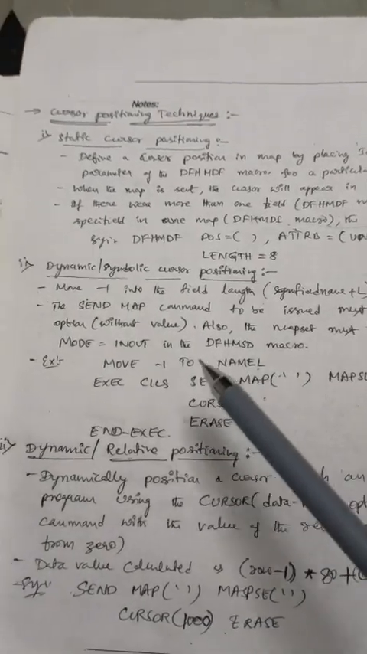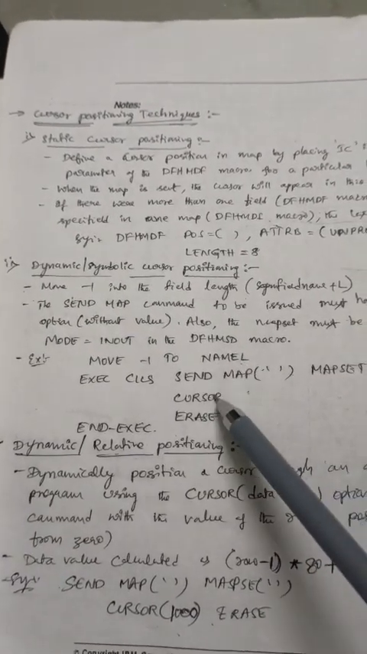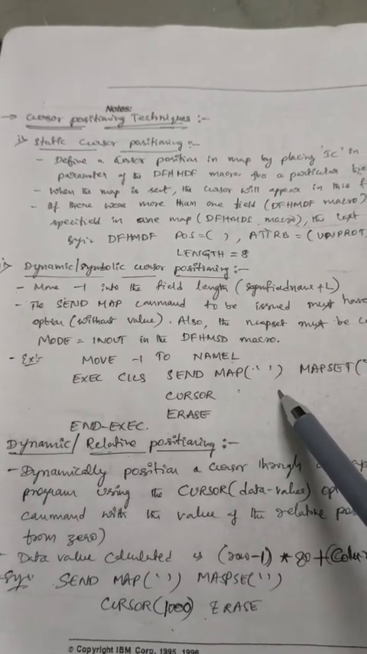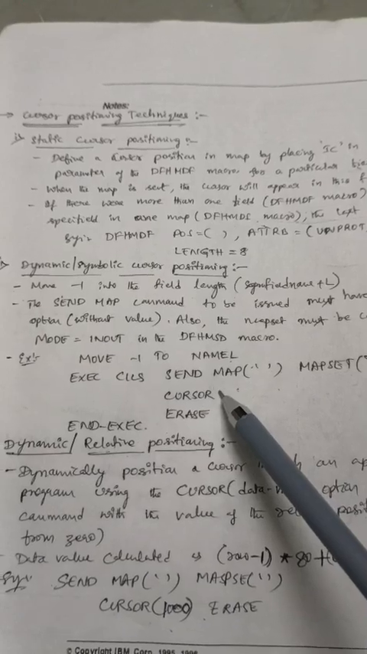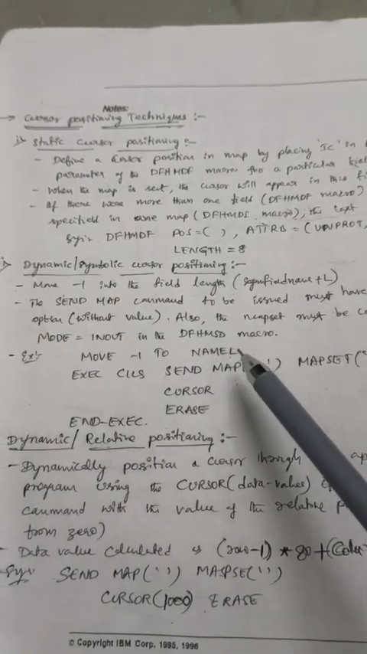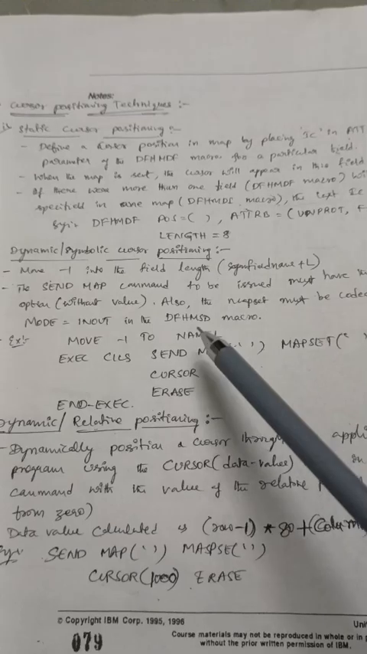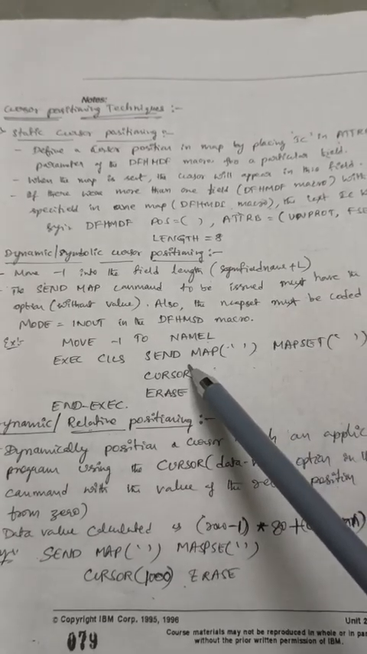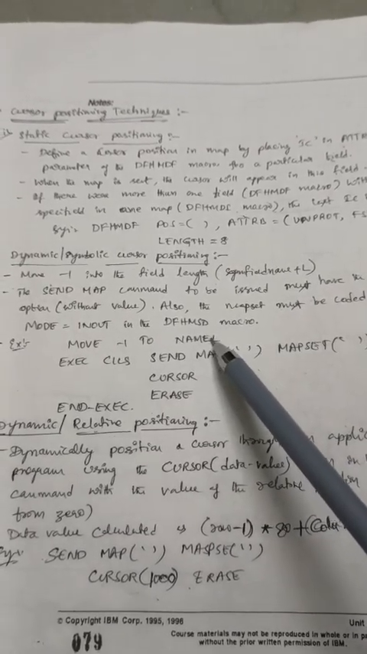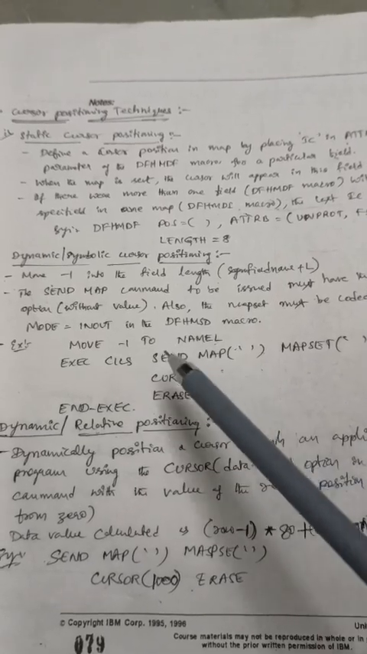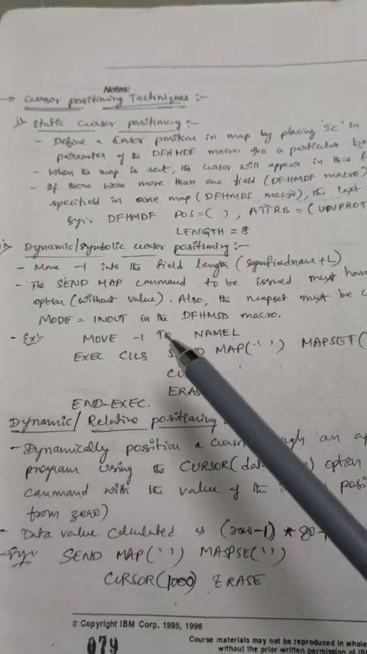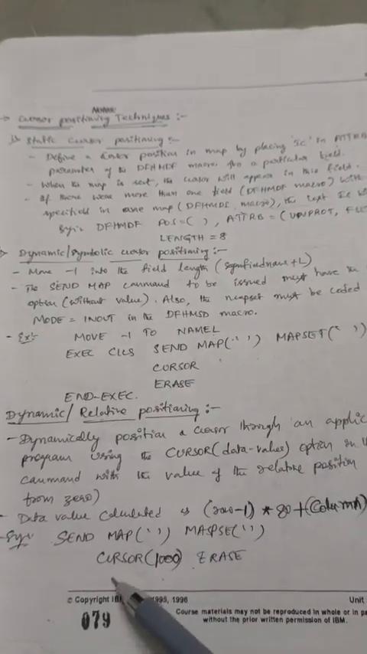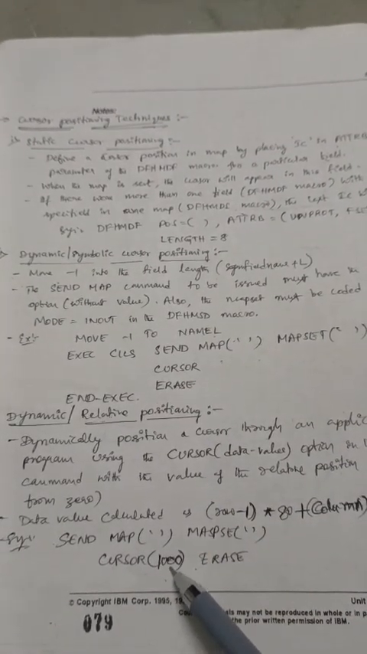But here we should not code move -1 to the length field together with 1000 inside the brackets. It will take a default during execution of the command. Sometimes you may get a syntax error also. There is no syntax error here, but you will get a logical error. But if you code both move -1 to the length field and then a cursor of 1000, then by default the cursor will go to position 1000.